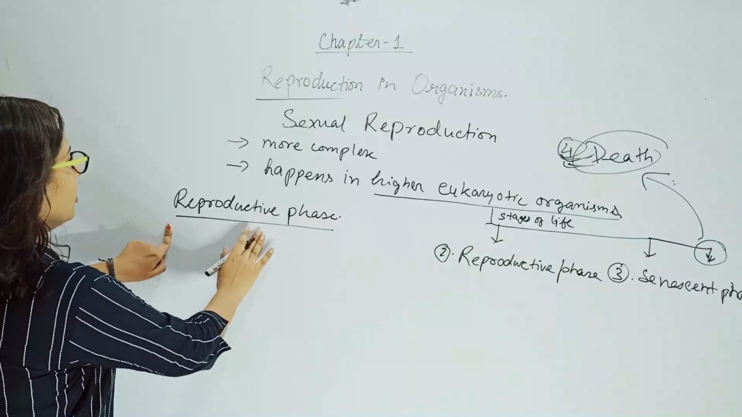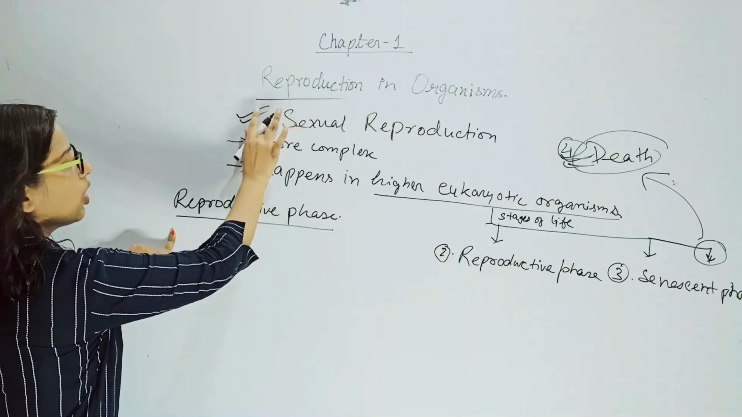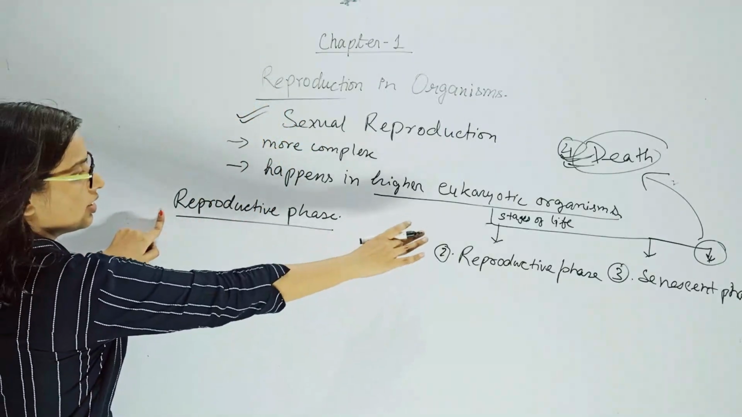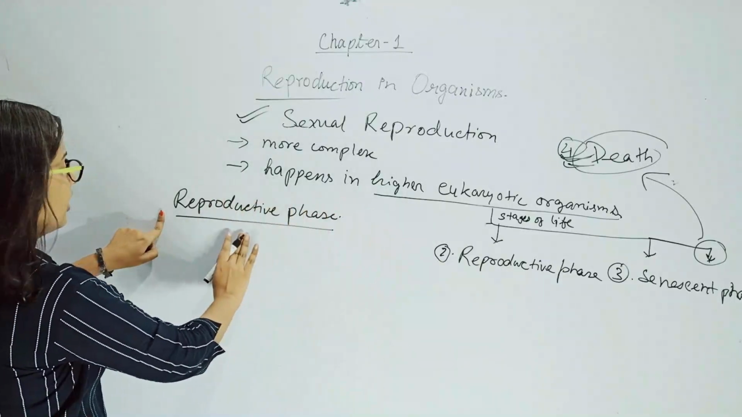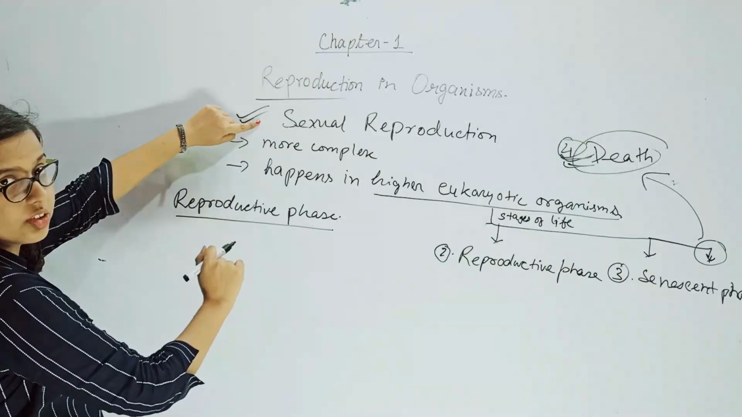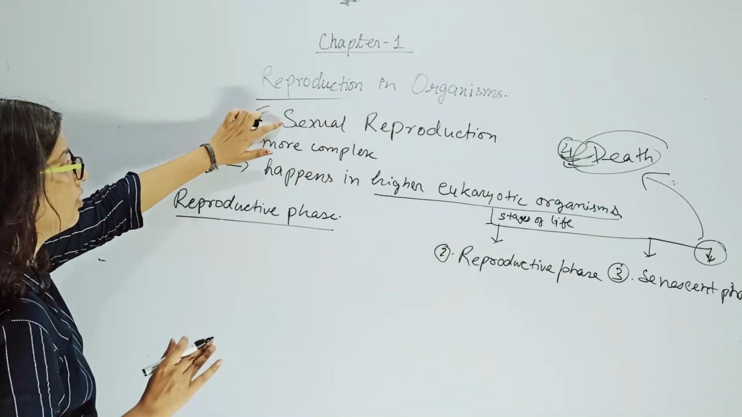So the reproductive phase we have to study with respect to sexual reproduction. This is our main topic. Later we have discussed the stages. Now we are discussing the vegetative phase of the sexual reproductive phase, the reproductive phase in case of sexual reproduction.